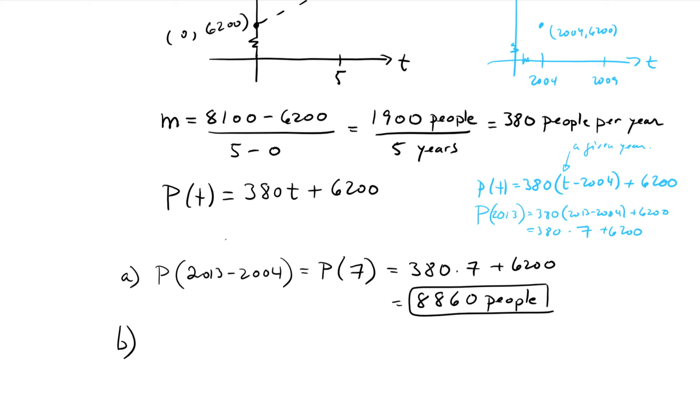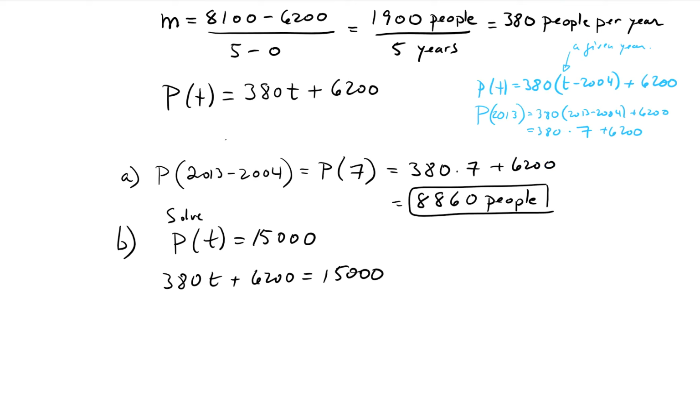And let's do B. For B, I need to figure out how many years it's going to take to get a population of 15,000. So I'm going to solve P of t equals 15,000. So that's 380t plus 6,200 equals 15,000. And that's just a linear equation to solve, so no big deal. So I subtract 6,200, you get 8,800. You divide by 380, and you get approximately 23.158 years.